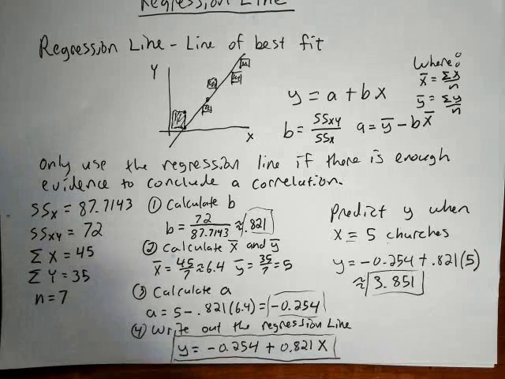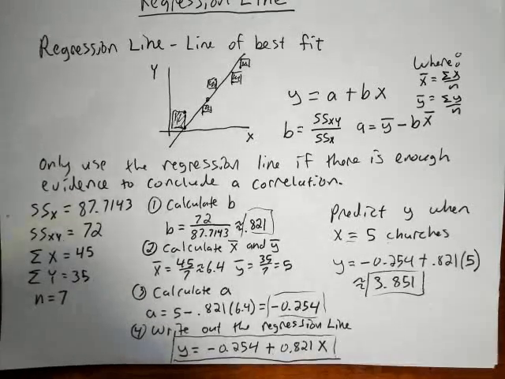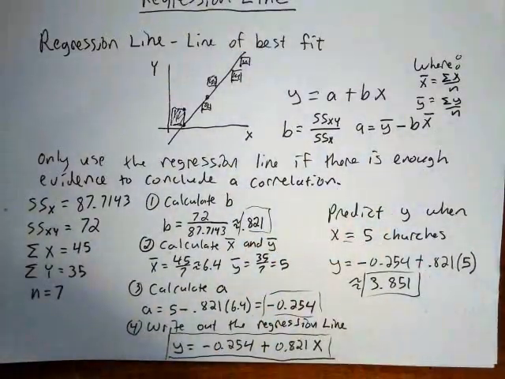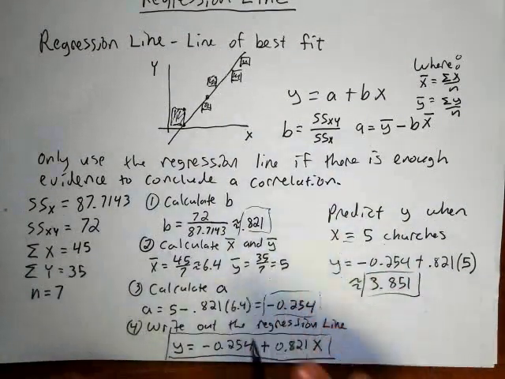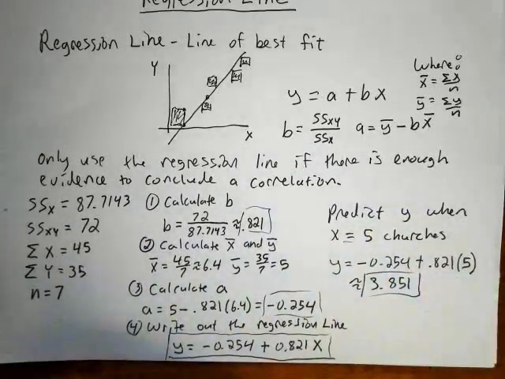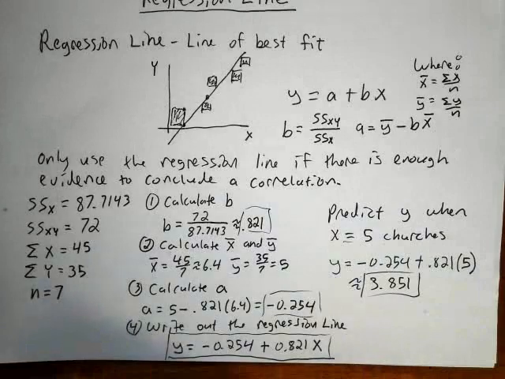Now, on the homework, it's going to generate data sets at random, and you may or may not have enough evidence to conclude a correlation. So the first thing it wants you to do is decide whether or not there's enough evidence to conclude a correlation. And so you've got to test and see. If there's not enough evidence to conclude a correlation, you're done. But if there is enough evidence, you determine the regression line and then predict what y is going to be given a certain x value.